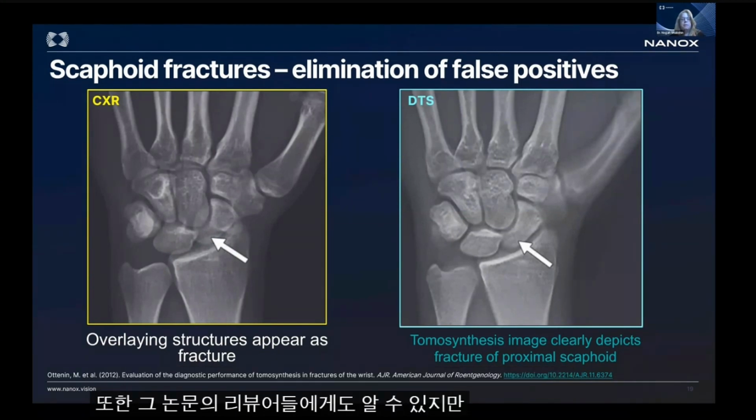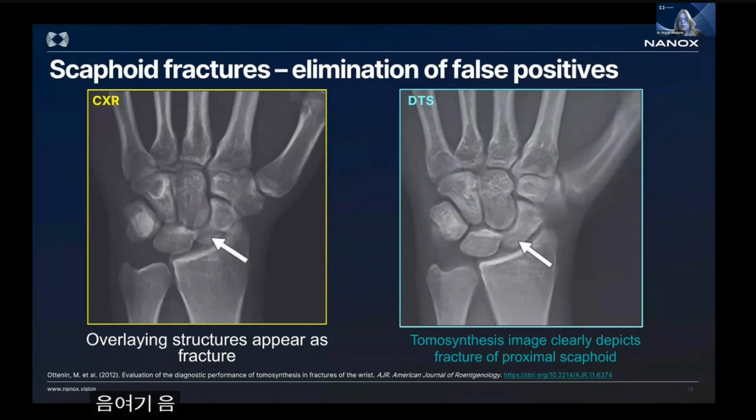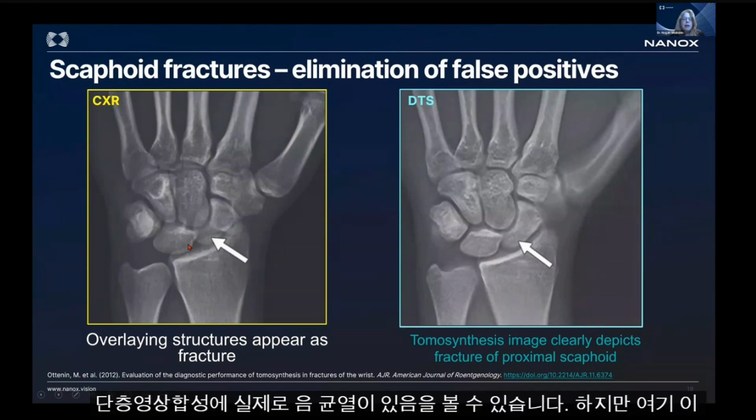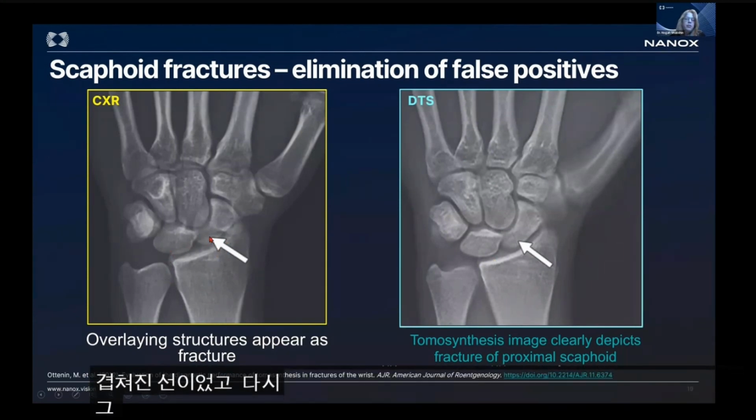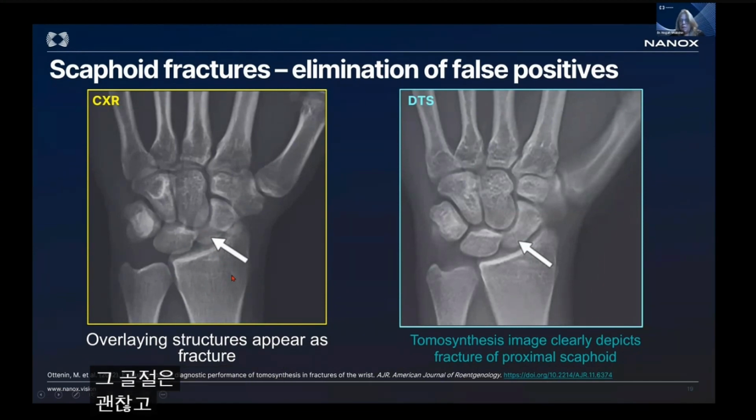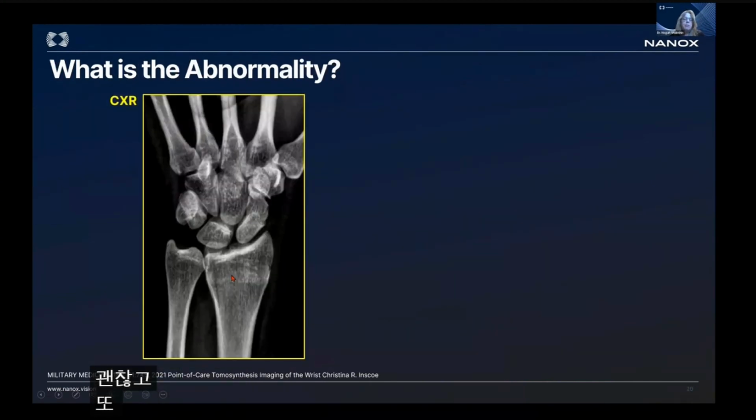But you can see here that there's actually a fracture in the tomosynthesis, but this line here was a superimposed line, and there is that fracture. Okay? And another example, what do you see on this image?